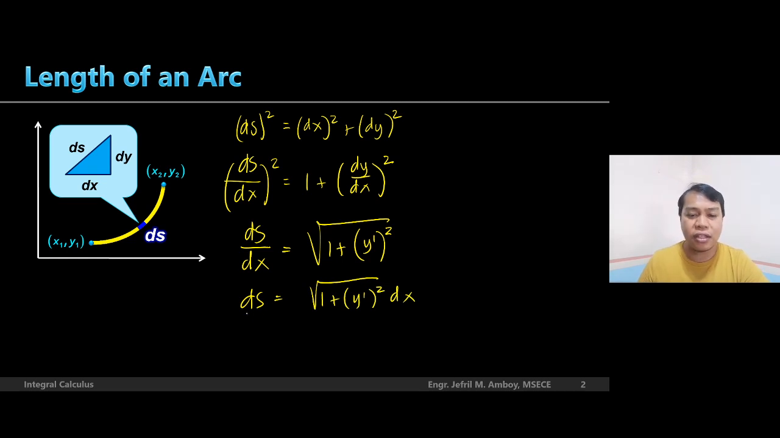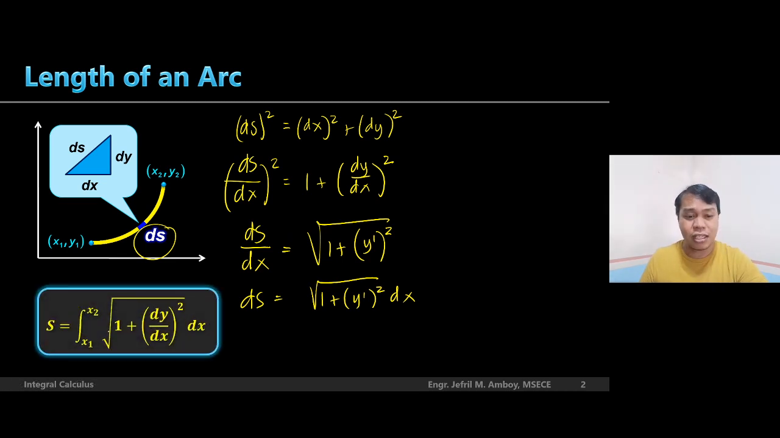Now, this is just the differential of ds, the expression for this ds. Now, to get the total length of the arc, which is s, we integrate both sides. O, yun lang. Ganun lang po kasimple. No? So, we integrate both sides. So, now we have s equals the integral of the square root of 1 plus dy over dx. This is your y prime and then squared dx. Now, the variable of integration is x. Therefore, our limits must be from x1 to x2.